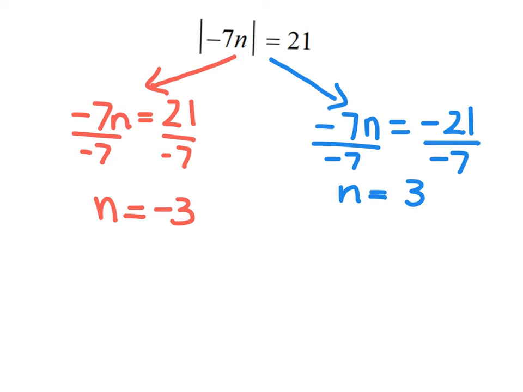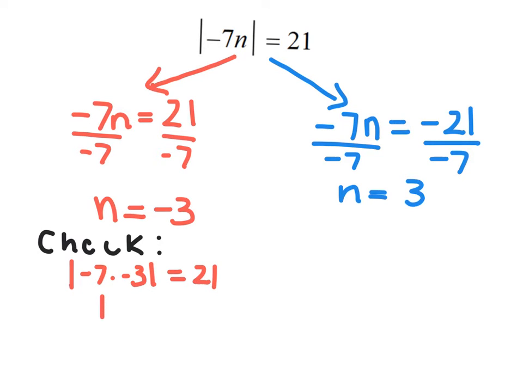Now, once you have solved your equation, you have to check to make sure that both of your answers work by plugging them back into the original equation. So for the one on the left, I could say the absolute value of negative 7 times negative 3 equals 21, which becomes the absolute value of 21 equals 21, and simplifies to give us that 21 equals 21. So our answer is true.